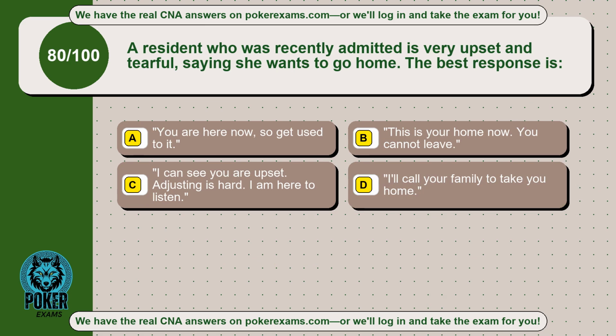Question 80. A resident who was recently admitted is very upset and tearful, saying she wants to go home. The best response is Option A, you are here now, so get used to it. Option B, this is your home now. You cannot leave. Option C, I can see you are upset. Adjusting is hard. I am here to listen. Option D, I'll call your family to take you home.